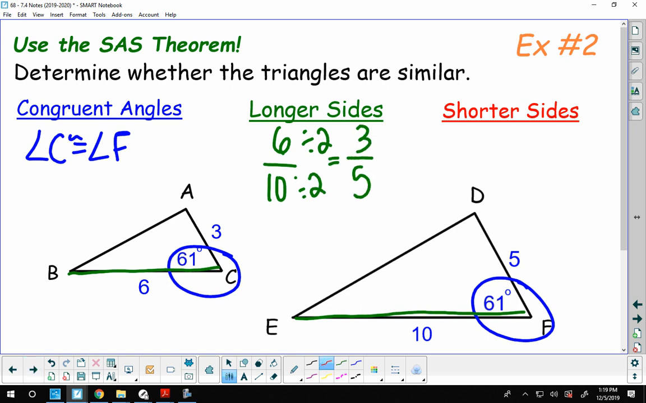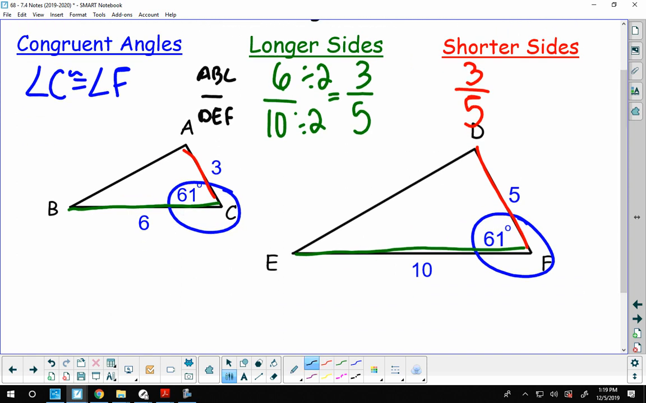And then let's compare the shortest sides. Now, since we put triangle ABC in the top over here, and we put triangle DEF in the bottom, we have to do the same thing for the shorter side. So we have to do 3 in the top, which compares to 5 in the other triangle. So yeah, 3/5 and 3/5. Since those are equal, by SAS, we can conclude that these two triangles are similar. So I like to write it like this: SAS, this side was 3/2, this side was 3/2, and this angle measure, they were both 61 degrees.